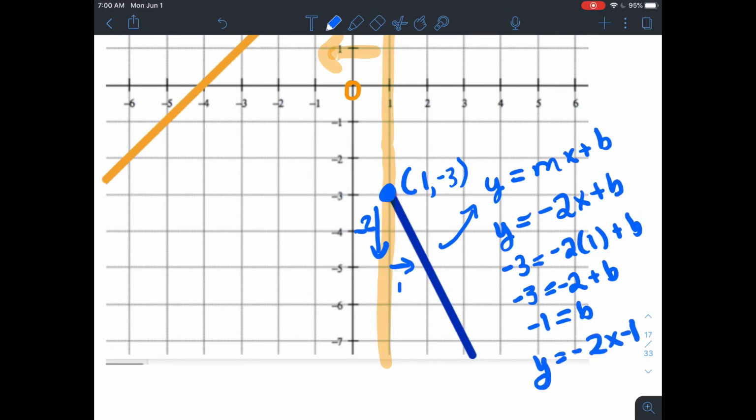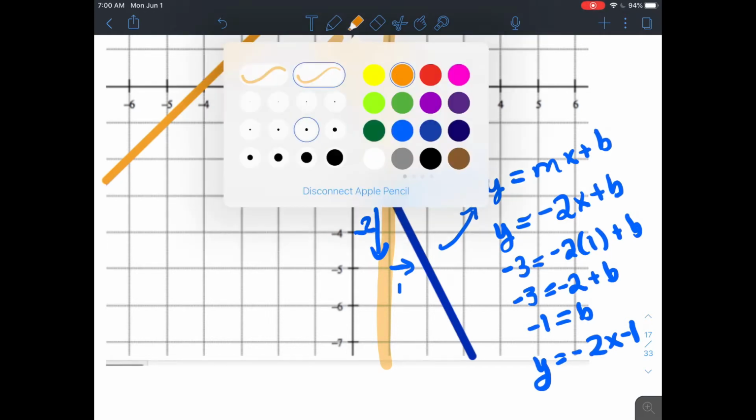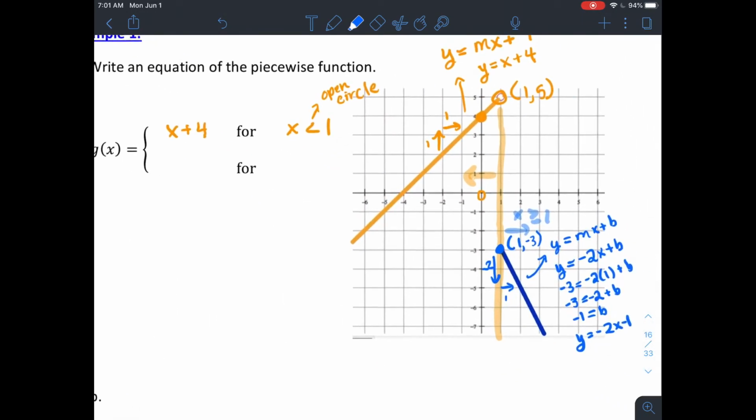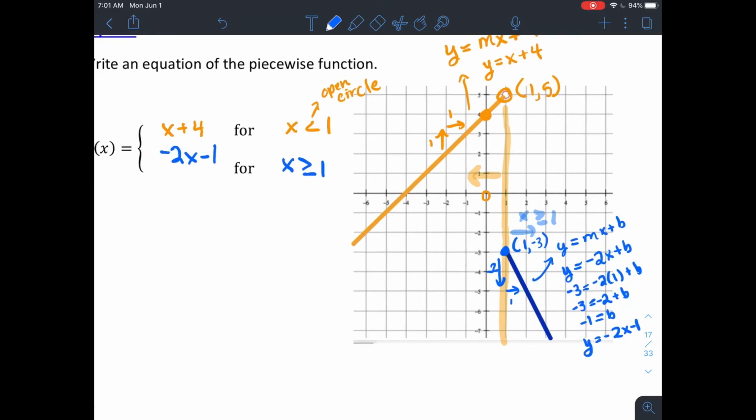You could also think about extending this line backwards, and if it's going to cross at an obvious location, like this one would hit the y-axis at -1, you could get it that way. Now, inequality-wise, this line contains the points to the right of x values of 1, so that is for x values greater than or equal to 1 on my inequality, because this is a closed circle, and this line does include the point with the x value of 1.